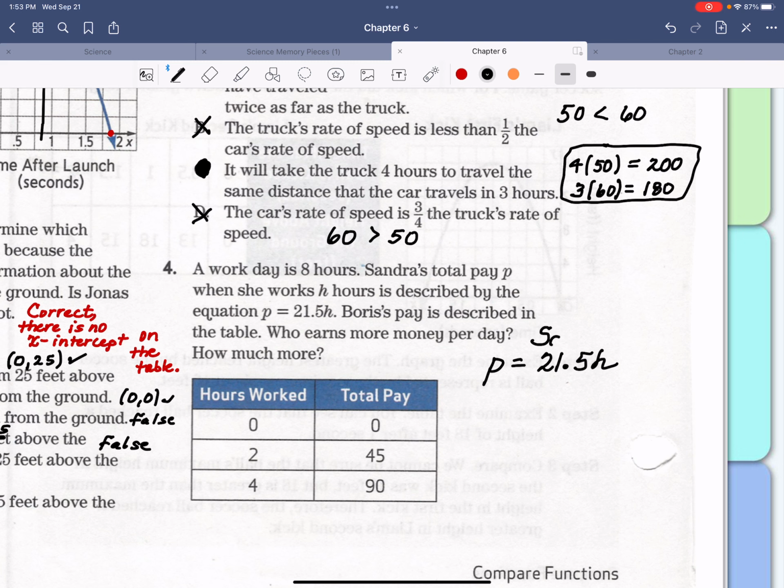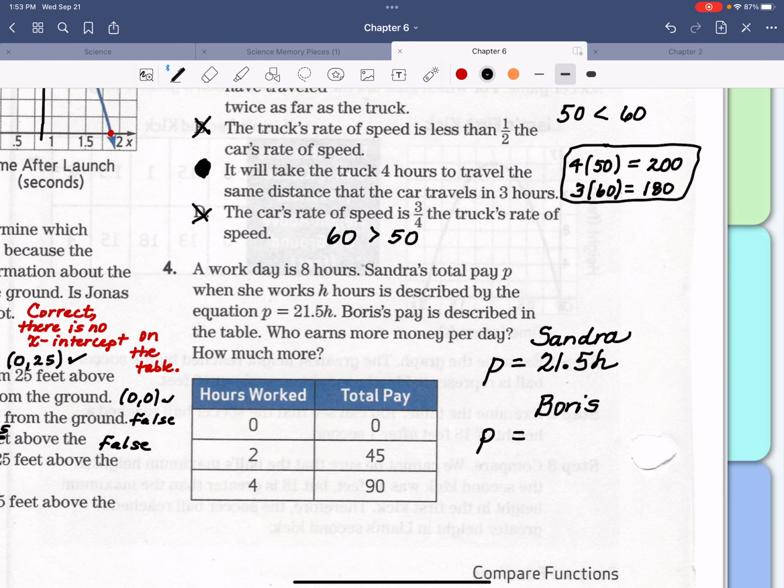So this is Sandra's equation. We need to write an equation for Boris. And so we're going to say Boris's pay equals some amount. Now they tell me that this is proportional because of the 0-0 rule. No hours worked, no money earned. But then they jump to 2. Now it would have been very nice if they had put a 1 right in there.